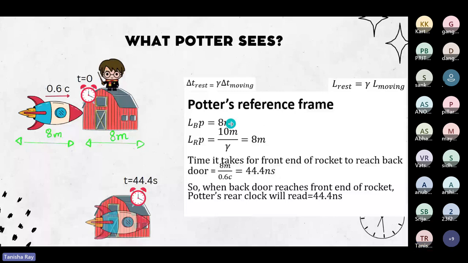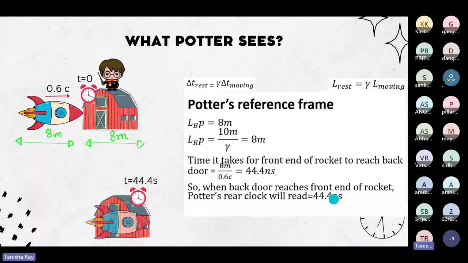Now, let's calculate the time taken for the front door. One more thing: when the rocket is entering the barn, at that instant, Potter had set his front clock and back clock, both of them, at 0. The time taken for the front end of the rocket to reach the back door can simply be calculated by 8 meters, the distance the rocket has to cover, divided by the speed of the rocket. And we end up getting 44.4 nanoseconds. So when the back door reaches the front end of the rocket, the snap that Potter clicks will show a time of 44.4 nanoseconds. This makes sense.